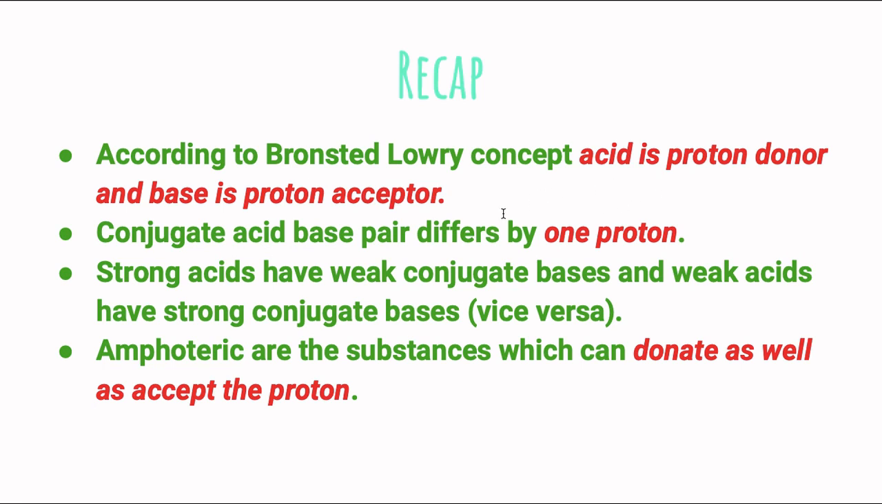Now the second point we have studied is the conjugate acid base pair, in which a conjugate acid base pair differs only by one proton. Acid contains more H plus ion and base contains less H plus ion. Now you know that in conjugate acid base pairs, strong acids have weak conjugate bases and weak acids have strong conjugate bases. Like this, strong bases have weak conjugate acids and weak bases have strong conjugate acids.